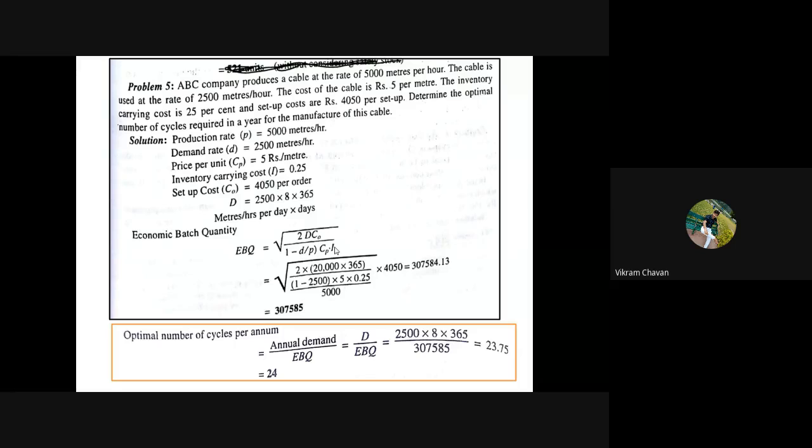Then setup cost is provided. Setup cost is per production or per order, so in this case it is per production arrangement. The setup cost is 4,050, and we have given the symbol C naught for the setup cost. Now we need to calculate the annual demand. The first thing we require is the annual demand.